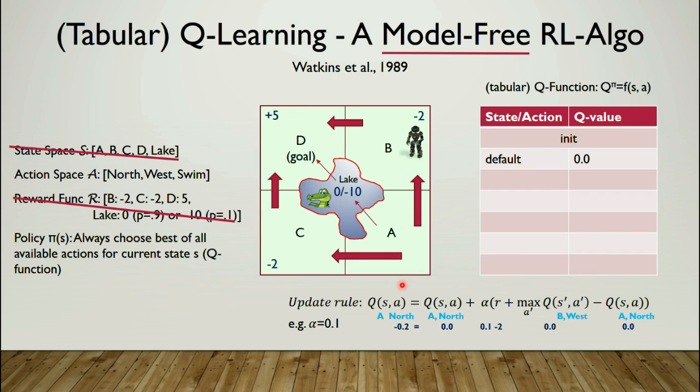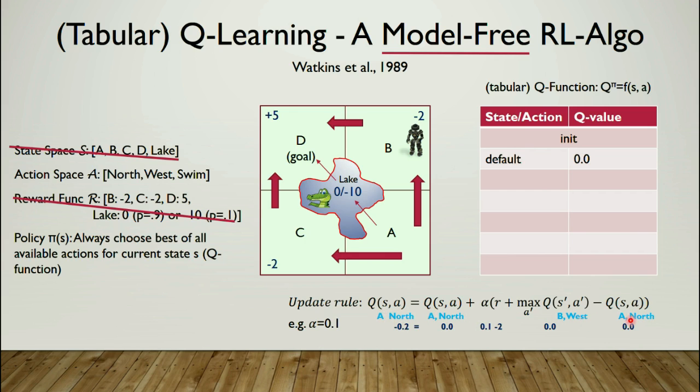We're going to pick a first action. And why did we pick action north? Well, because the policy says always choose the best of all available actions. Right now everything is 0, so nothing really is the best, neither north nor swim nor west. So we pick one randomly. And our random pick in this case was to go to the north. So we fill in all the values that we have.